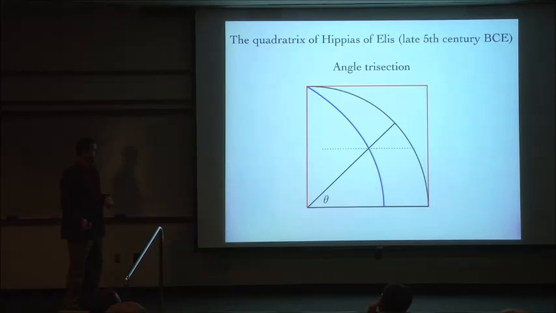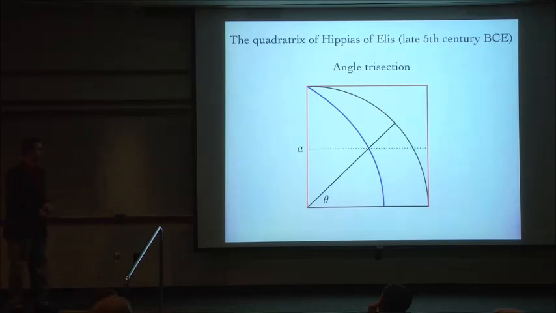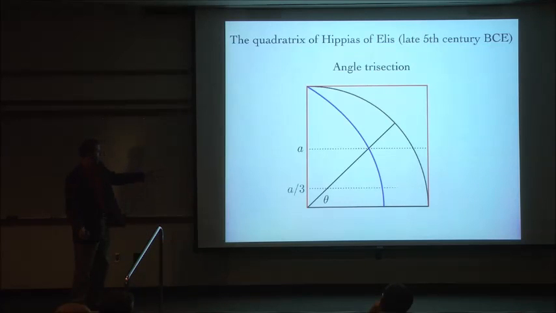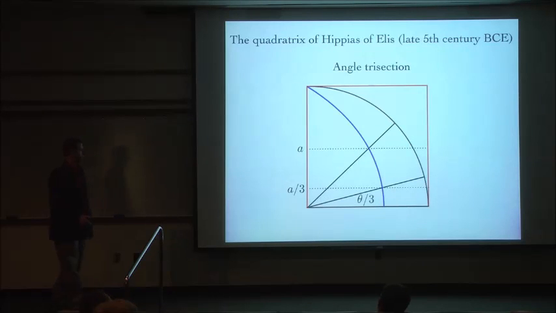So here's what I'm going to do. I'm going to draw a perpendicular over to this left-hand side from that point of intersection. And when I wrote A there, I mean that the distance there is A. So it turns out trisecting angles is hard, but trisecting line segments is easy. So I can trisect that line segment down there, and I can draw a line segment where this is one-third of the way up. So that is A over 3. And then if I draw this line segment here, then I claim that angle is theta over 3.